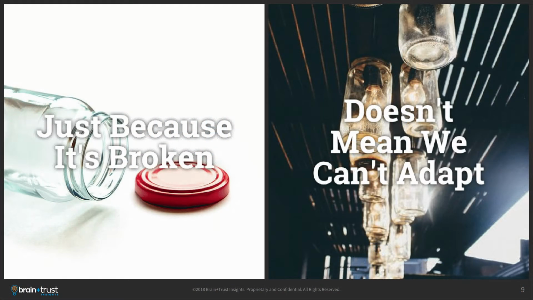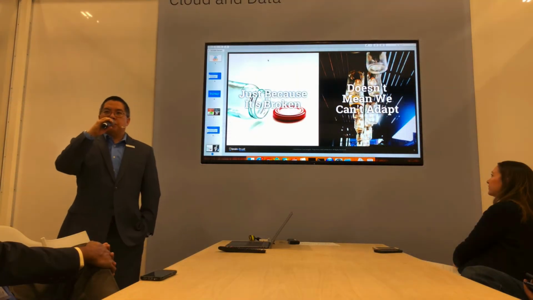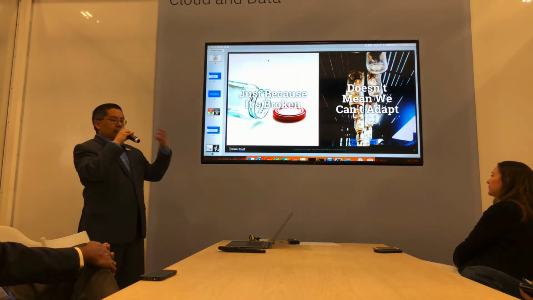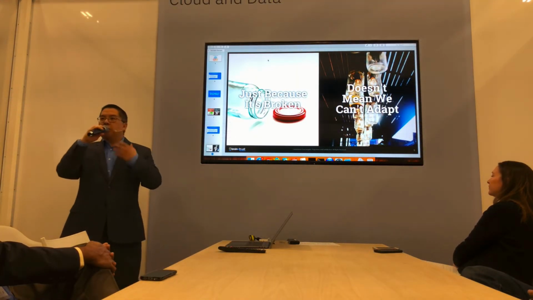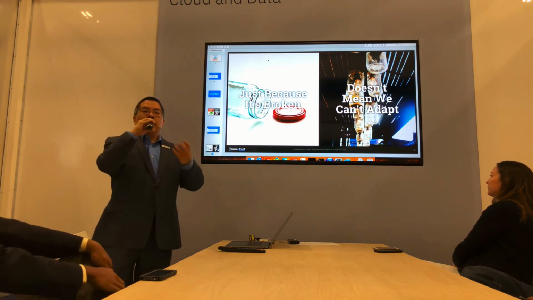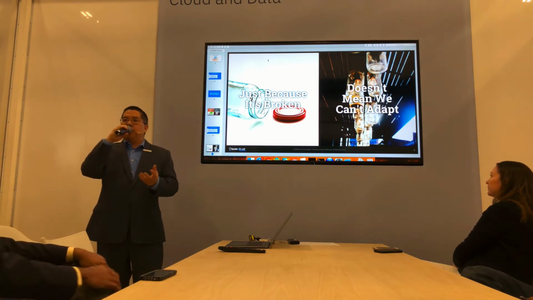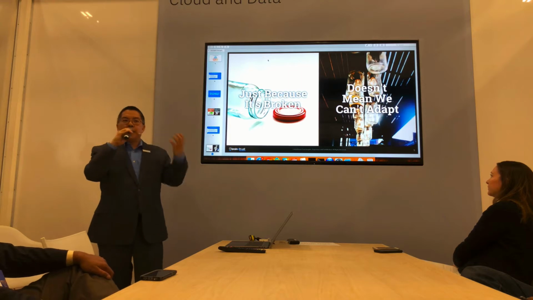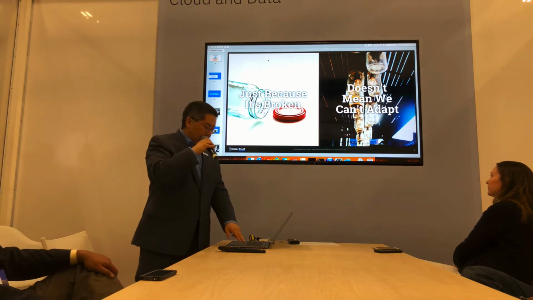When we talk about breaking away and breaking things, just because something is broken doesn't mean we can't adapt or change it. So the products and services you have today, you don't have to just fling out the door and start over. You can rebuild them in different ways.